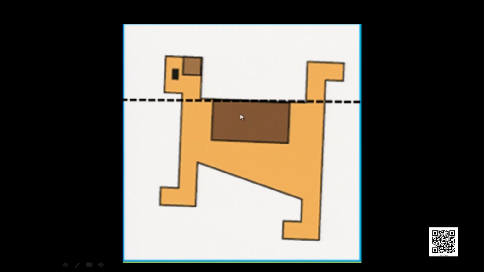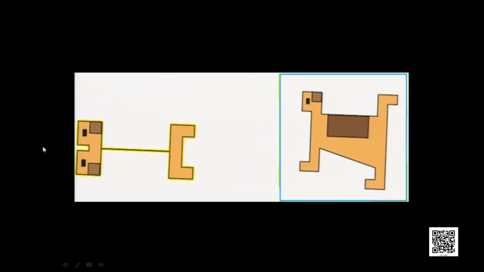See, this is the line. We have to draw this dotted line where we have to keep the mirror, so that we will get the image like this.